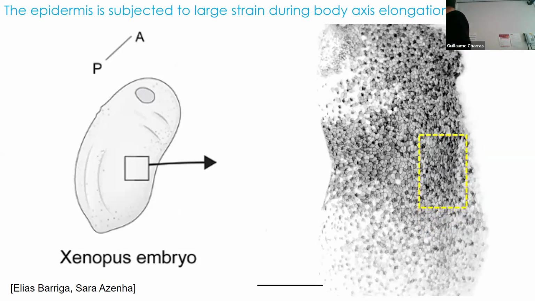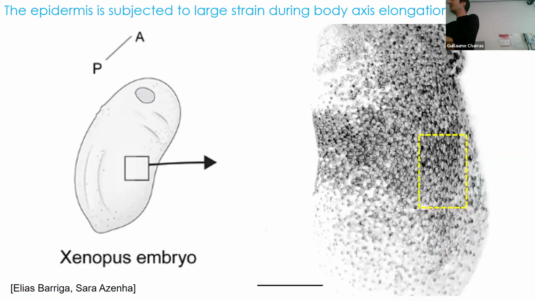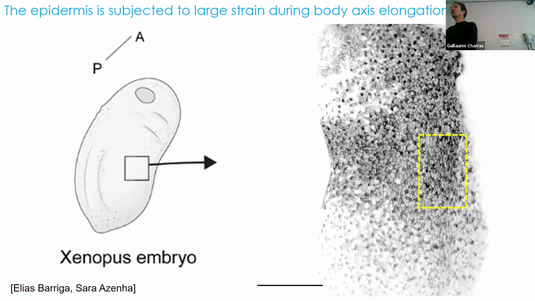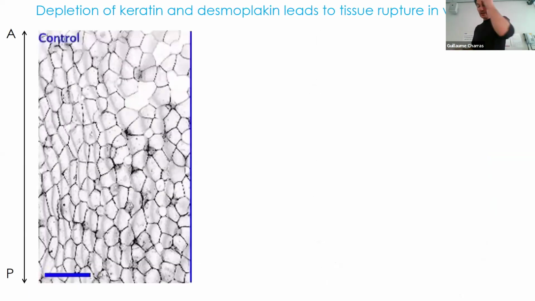And here we're looking at 10 hours or so of a movie, and you can see that the cells in this region seem to become elongated along the anterior-posterior axis. And so they then image these at high magnification. So the anterior-posterior axis is along the vertical. You can distinguish cell junctions here.